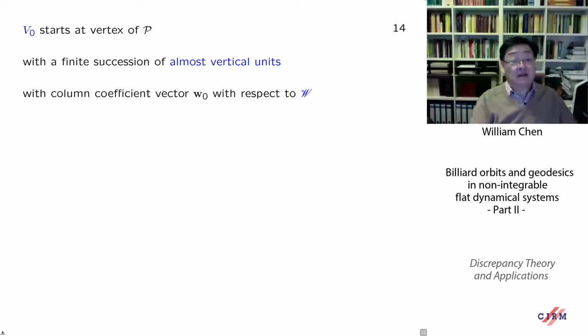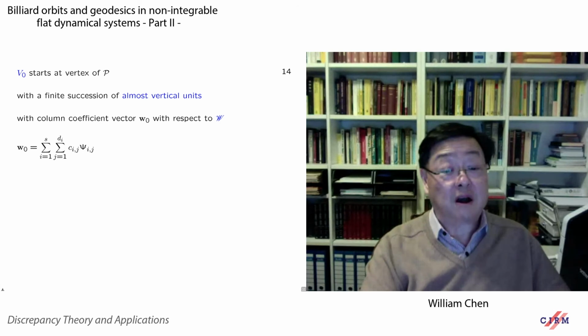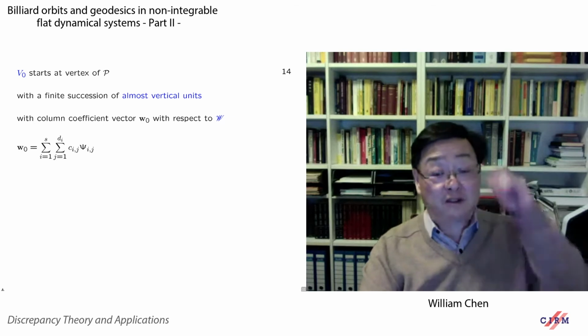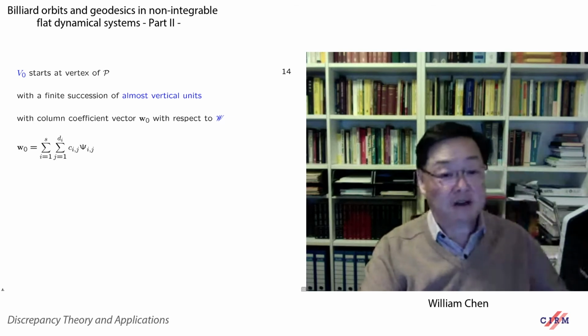V0 starts at a vertex of P with a finite succession of almost vertical units. And let's suppose the coefficient vector of these almost vertical units with respect to the basis W is given by W0. Obviously, we can write W0 as a linear combination of the basis elements of C to the 2D.